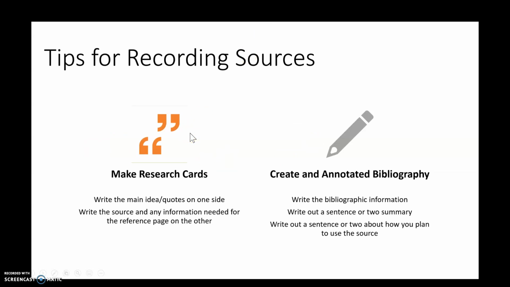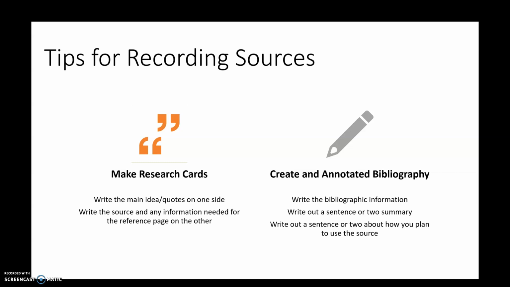Research cards, this is the alternative to doing a research journal, is to write the main idea quotes on one side of an index card and then write the source and any information needed for the reference page on the other. And so that makes it really handy. It's useful if you're only using like one quote. If you're using 20 or 30 quotes from like a book, it's a little more tedious to do that.